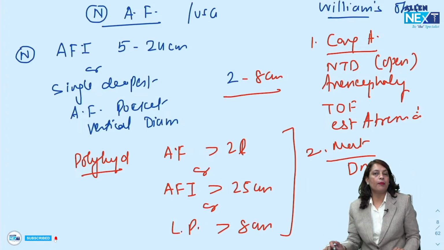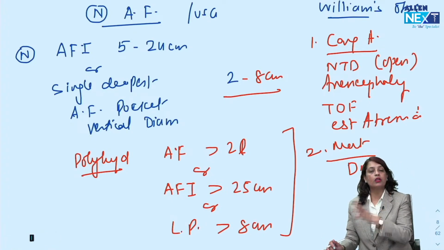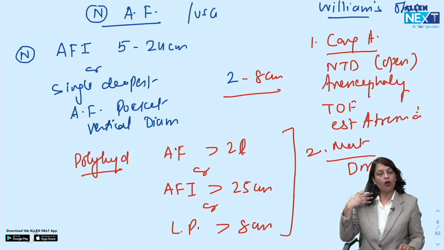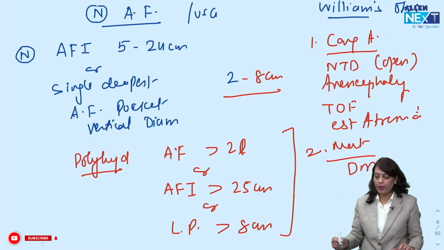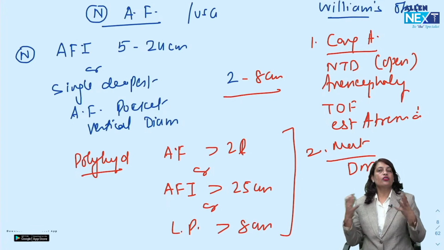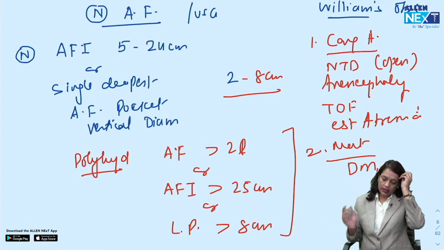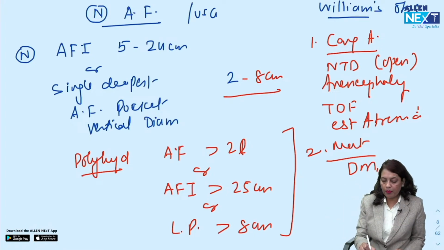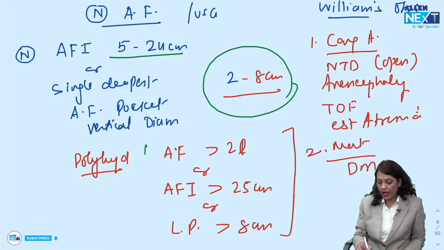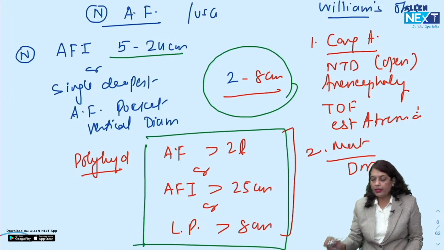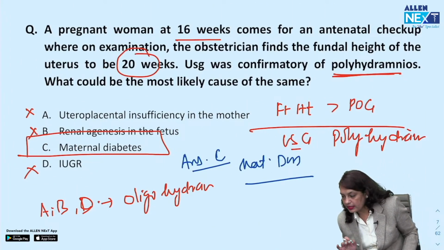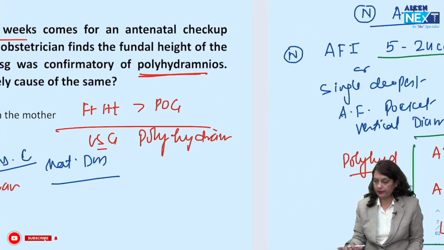So when there is diabetes, the increased glucose is going to the baby, and there is diuresis. So baby is producing more urination. Fine. So in that case, the liquor will increase. So you are supposed to remember the normal amniotic fluid index and single deepest liquor pocket and the values of polyhydramnios. So all of you are writing the correct answer. So answer is C. All of you are right.